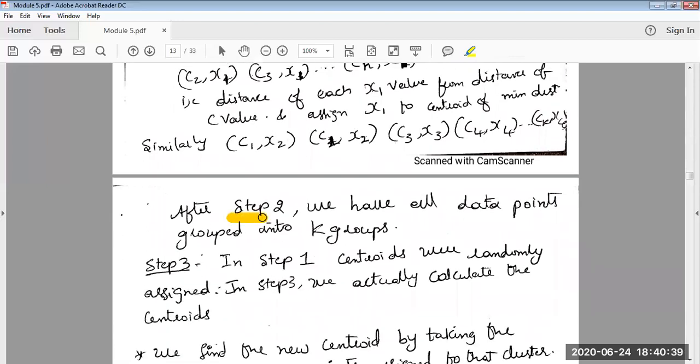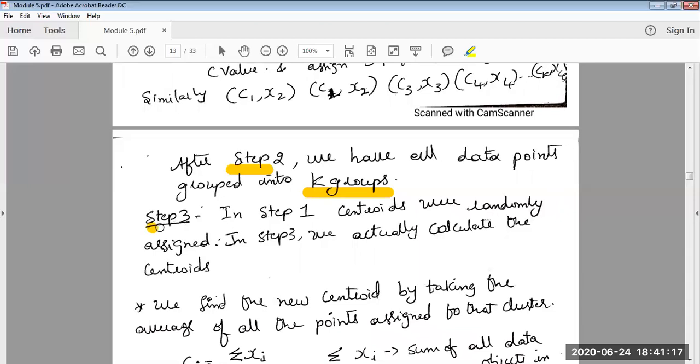So after step 2, what would have happened? All the data points would either belong to cluster A or cluster B, meaning that two clusters are created if k equals 2, four clusters are created if k equals 4. So that is what is meant by k groups. In the first iteration, centroids are randomly placed, and based on the position of the centroids, the data points are correspondingly associated, and that many groups are created as explained.